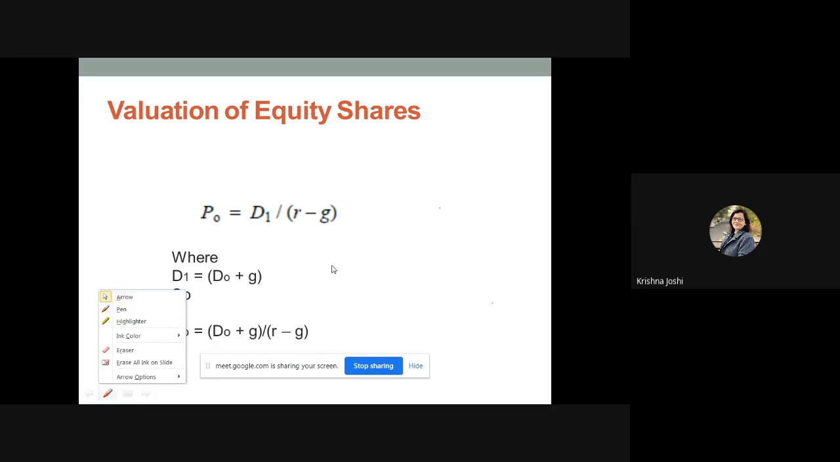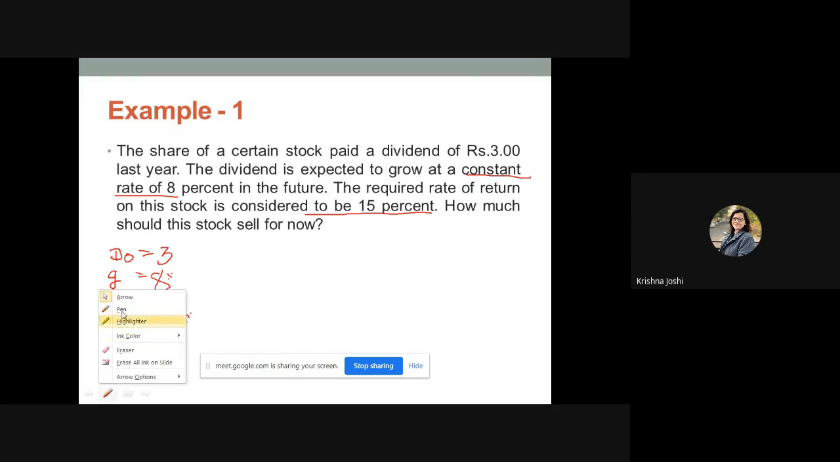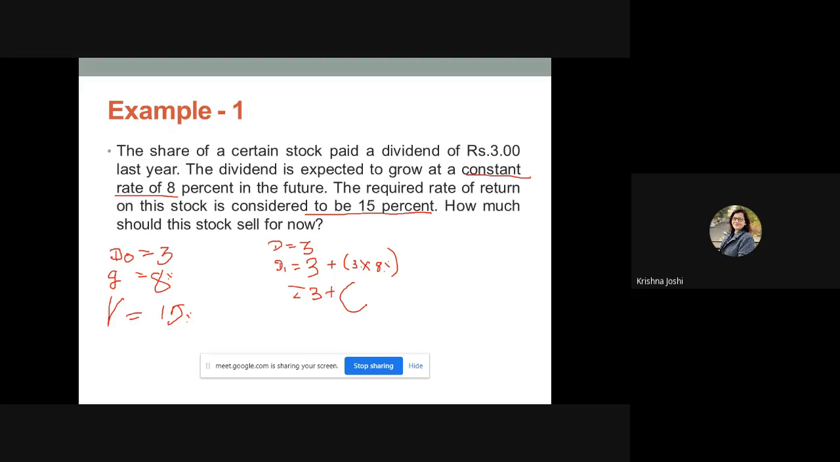Let us first calculate D1. This year the dividend is ₹3. So next year what will be my dividend? Plus 8%, so 3 plus 8% of 3. It will be the increase. What is 8% of 3? 0.24. Very good, 0.24. So my D1 is 3.24.